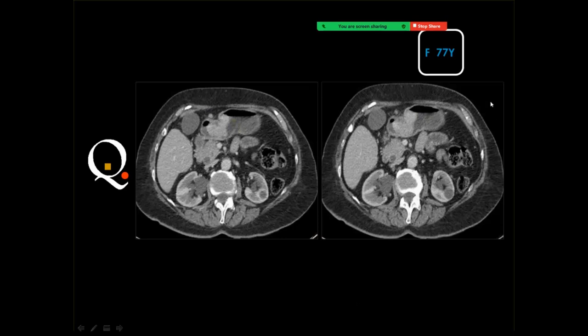The next case is a female patient, 77 years old, with this abdominal scan.